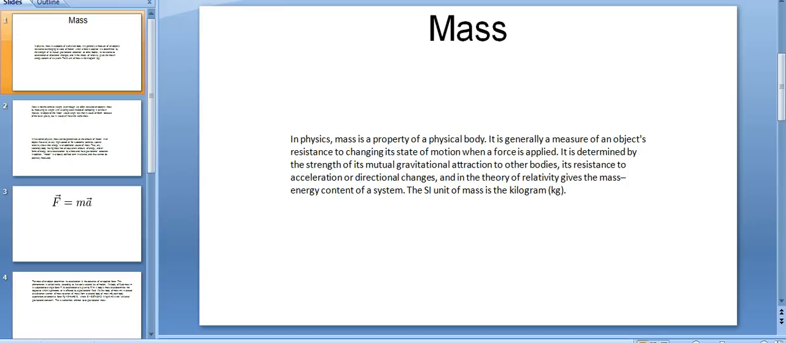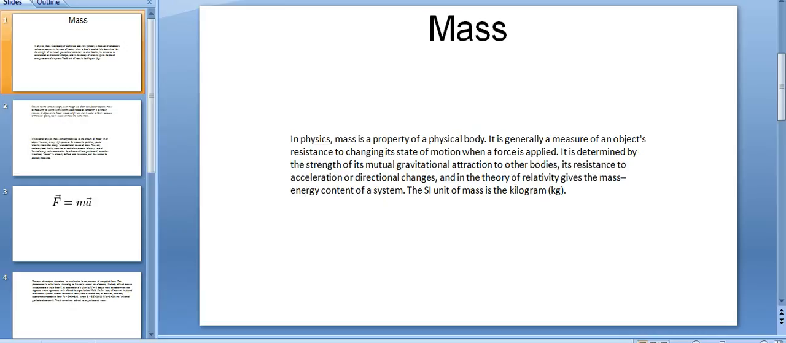Hi friends, today we are going to discuss one physical quantity, mass. In physics, mass is a property of a physical body. It is generally a measure of an object's resistance to changing its state of motion when a force is applied. It is determined by the strength of its mutual gravitational attraction to other bodies, its resistance to acceleration or directional changes, and in the theory of relativity gives the mass-energy content of a system.